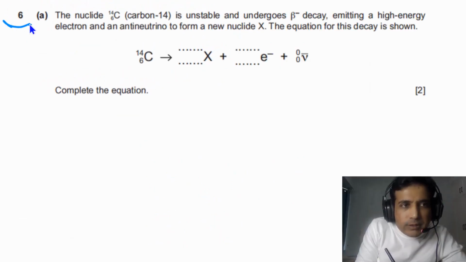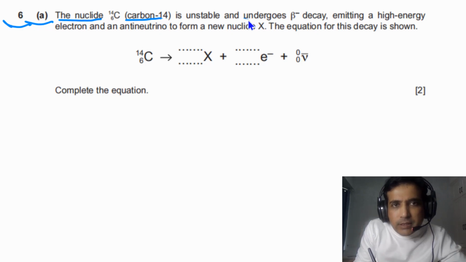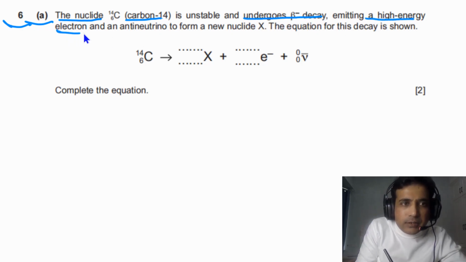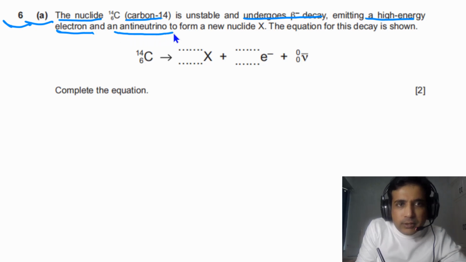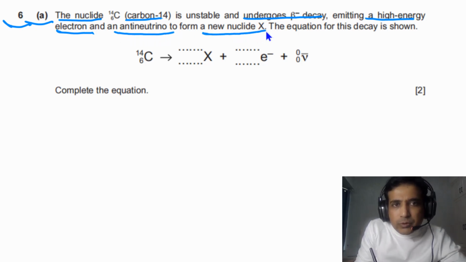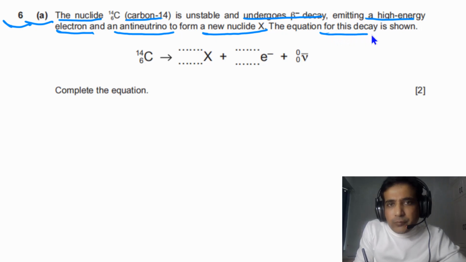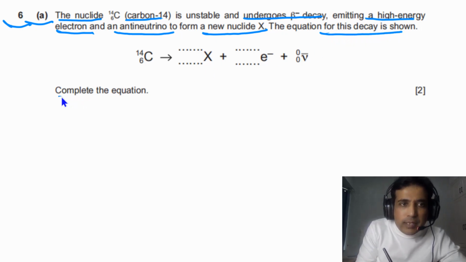For question number 6, part A, it is given to us the nuclide carbon-14 is unstable and undergoes beta minus decay, emitting a high energy electron and an anti-neutrino to form a new nuclide X. The equation for this decay is shown and we need to complete this one.